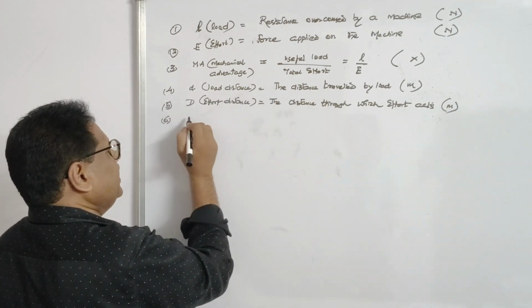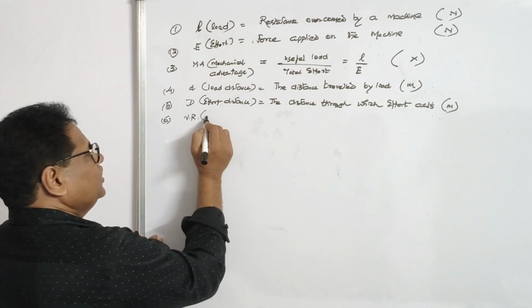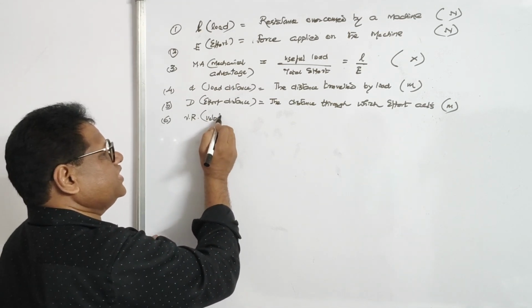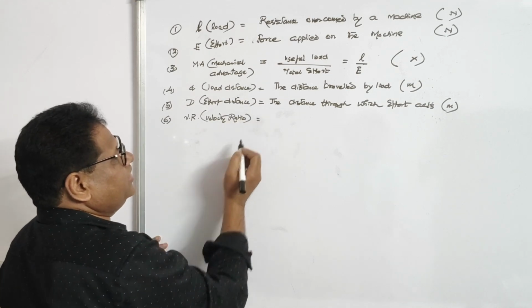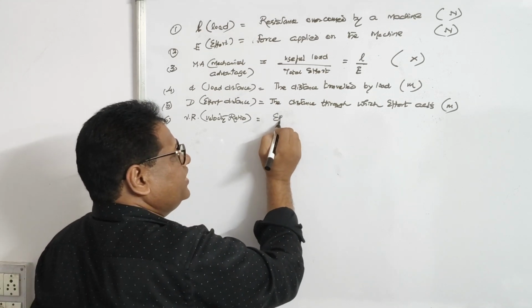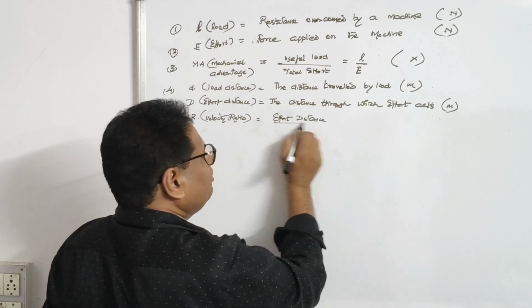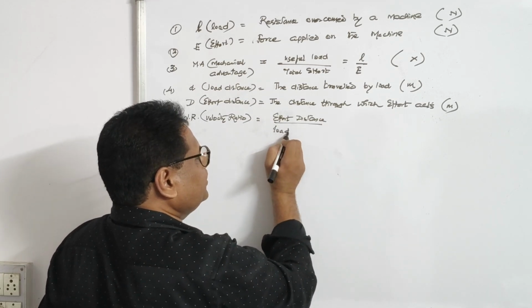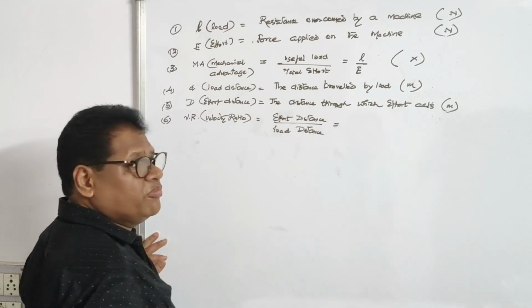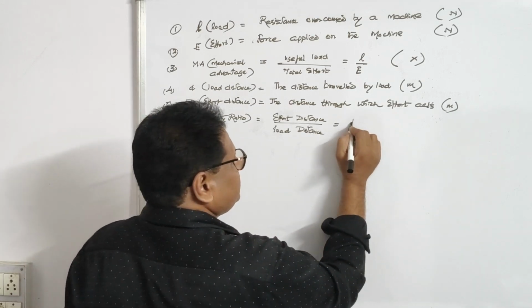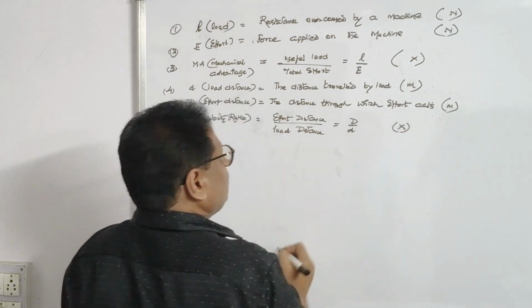Then we have VR. The VR term is velocity ratio. It is defined as the effort distance to load distance. I repeat once again, it is the ratio of effort distance by load distance. Clear? So this is also a pure ratio having no unit because it is the ratio of capital D by small d. So no unit means I am putting a cross.